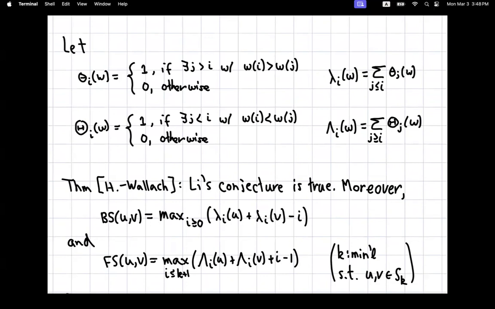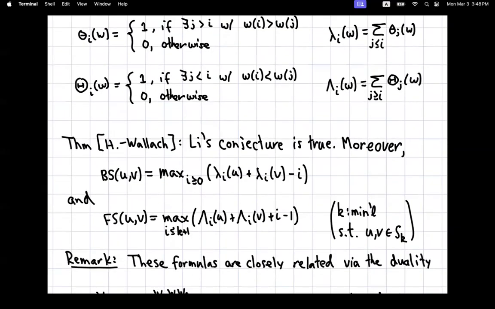And so our theorem is, number one, Lee's conjecture is true. So both her no gaps conjecture and the bound that she had for it are true. And moreover, we can give these specific formulas that I've told you the algorithms for, for both the back stability number and the forward stability number. They equal these exact things.